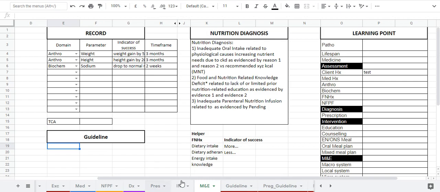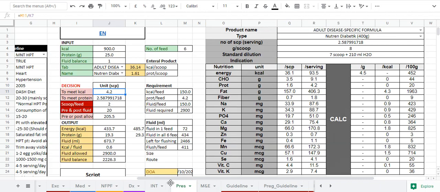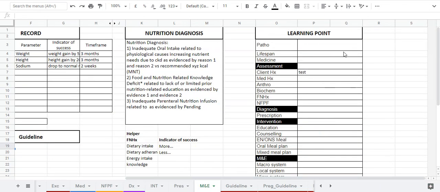Now let's talk about this learning point feature. What it does is it helps us to document the learning points that we have in a certain case. For a demonstration purpose, medicine A has the effect of B, so it is used in context C. And you can also have test for your biochem, etc.